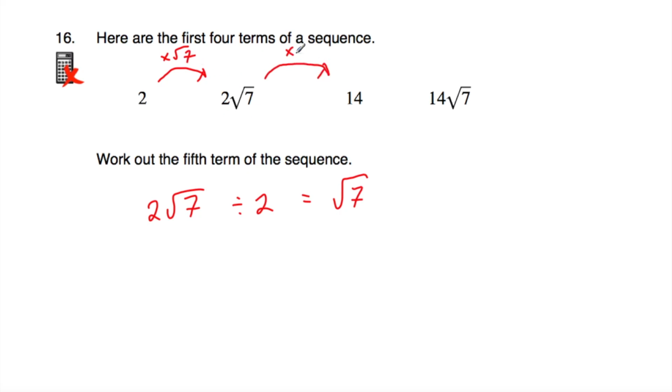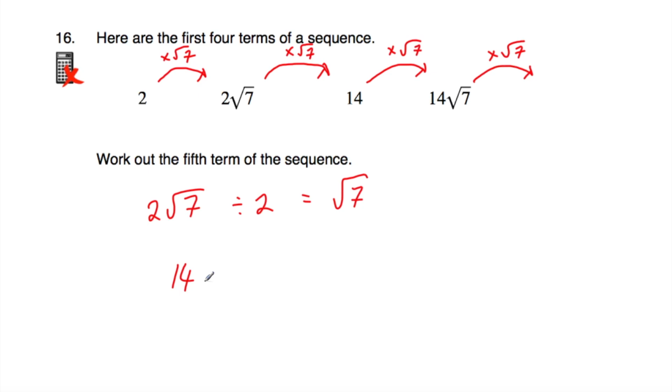If you multiply that by root 7, well, root 7 times root 7 is 7, and then you're multiplying by 2, so that'll be 14, because 2 times 7 is 14. Then if you multiply by root 7 again, you'd get 14 root 7, and so on. So we're multiplying by root 7 each time. And the question says find the fifth term of the sequence. We want to find this fifth term, so we want to multiply by root 7 again, because every single time we're multiplying by root 7.